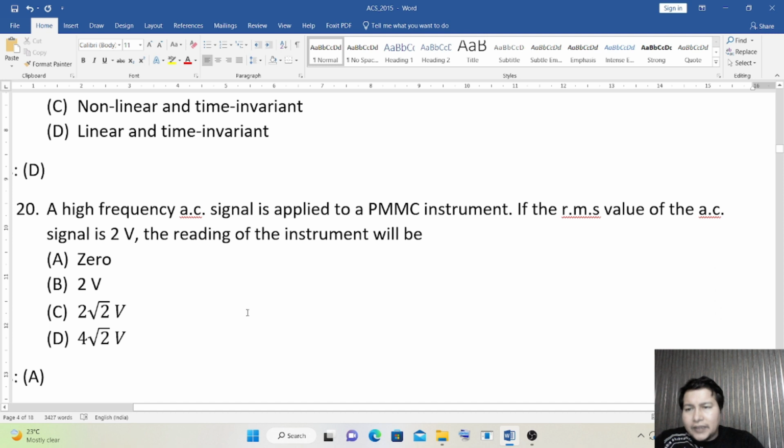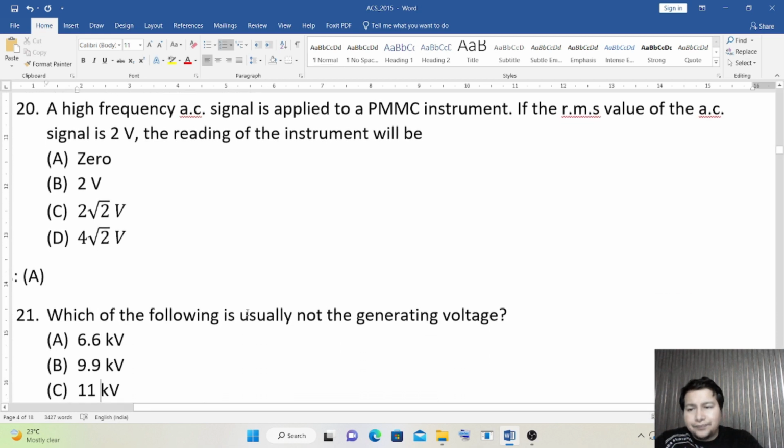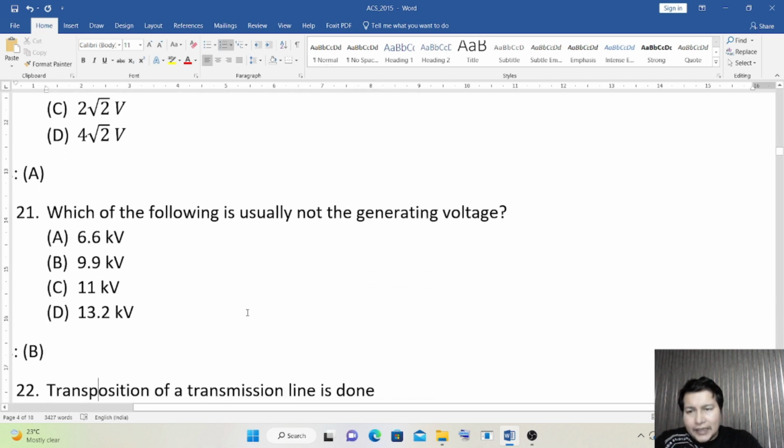Question number 20. A high frequency AC signal is applied to a permanent magnet moving coil instrument. If the RMS value of the AC signal is 2 volt, the reading of the instrument will be 0, 2 volt, 2 root 2 volt, 4 root 2 volt. So here we have to do the calculation. So the correct answer will be option A, the value is 0.